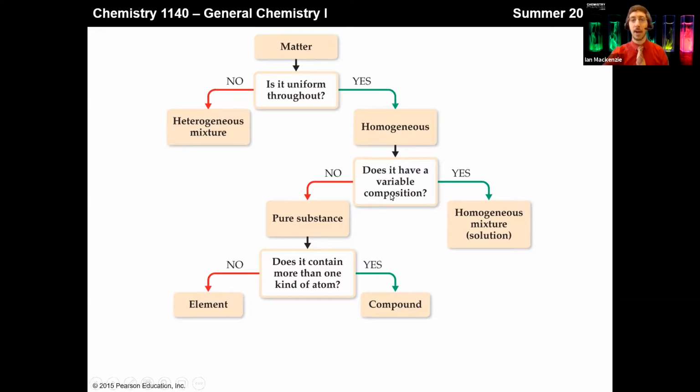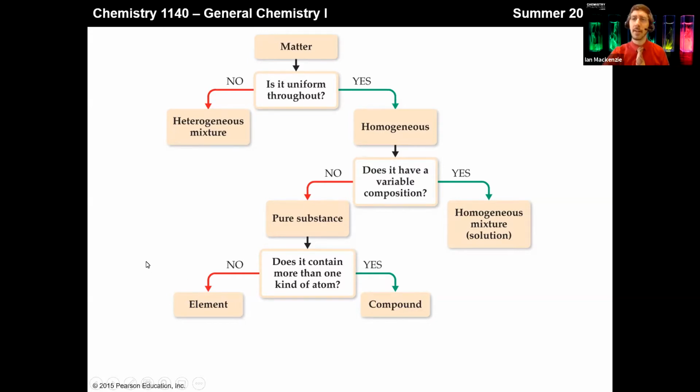Now, if the composition is identical throughout, then we know that we have a pure substance. And we can break that down even more by saying, okay, does it contain more than one kind of atom? If it does, then that's going to be a compound. If it doesn't, then it's going to be an element.